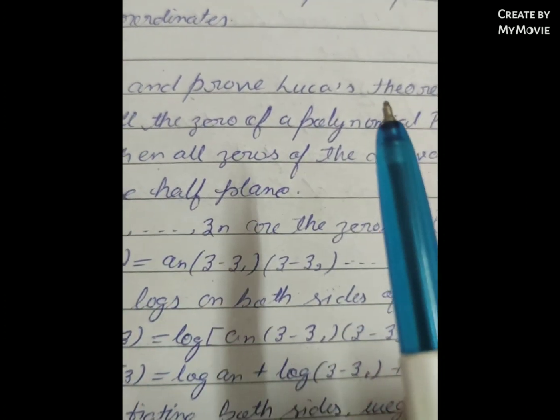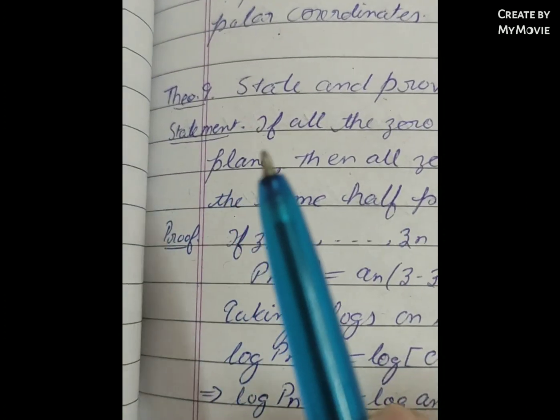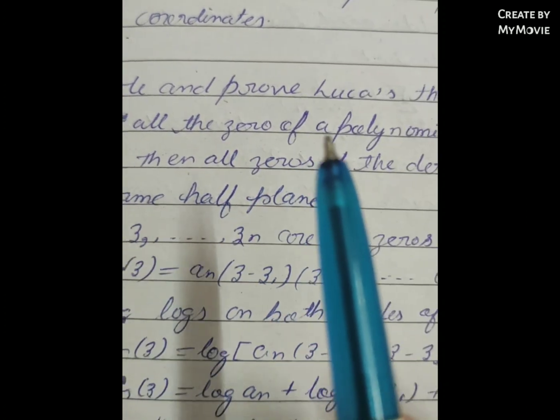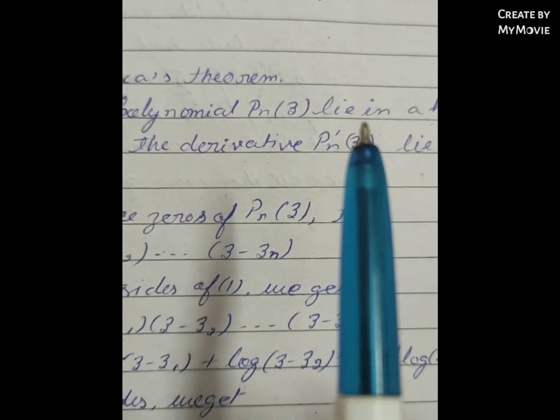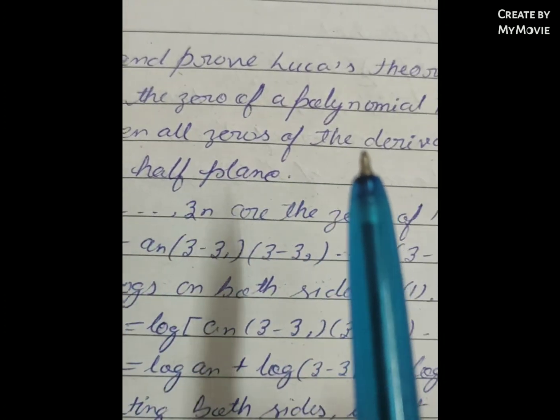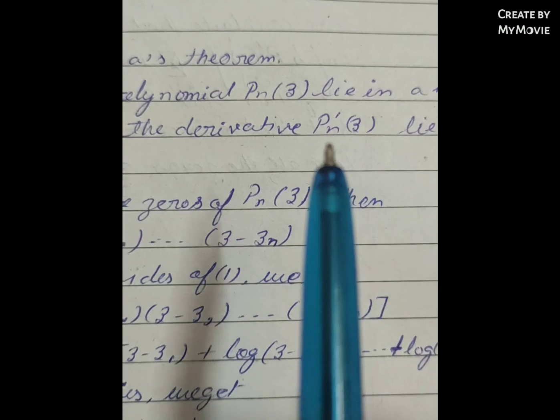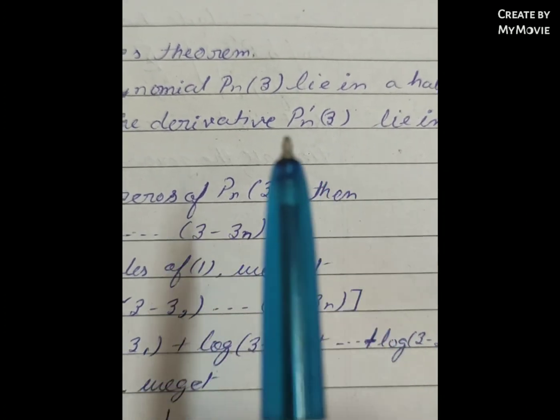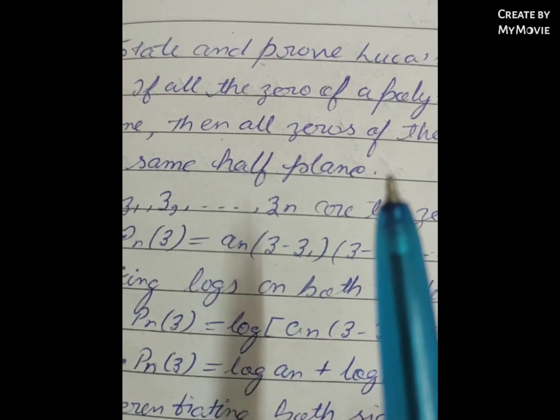State and prove Lucas's theorem. Statement: if all the zeros of a polynomial P_n lie in a half plane, then all the zeros of the derivative P_n'(z) lie in the same half plane.